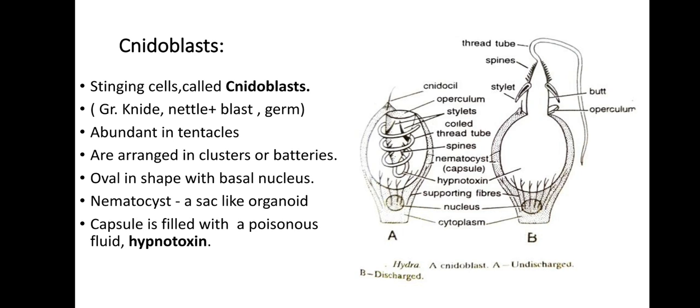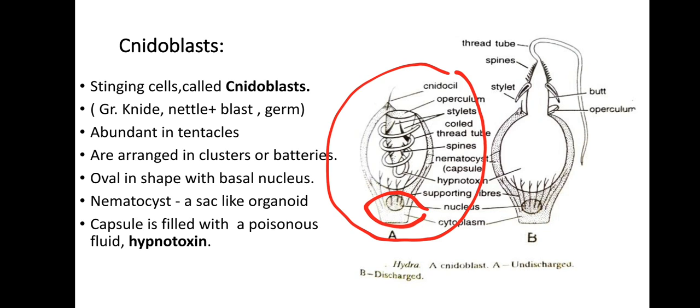Now if you see a cnidoblast, each cnidoblast is somewhat oval in shape, as you can see here. Usually they have a nucleus at the base. But what is very important is they have a bag-like structure present inside the cell. This bag-like structure is called a nematocyst.